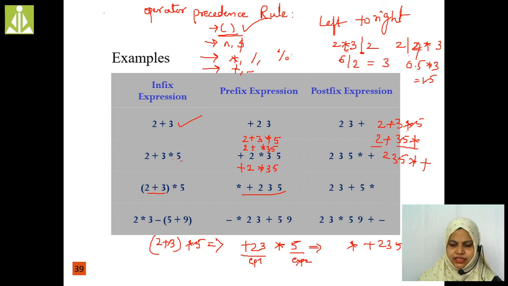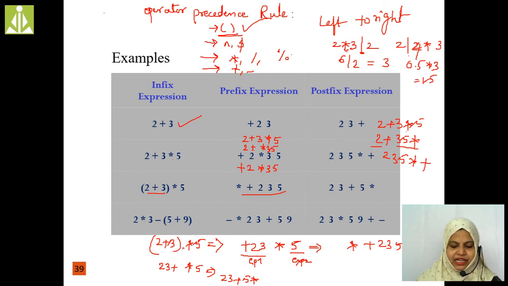See my answer, right? Now for the same expression, how are you going to convert it to postfix? Here, first we have to evaluate 2 plus 3, so it is 2 3 plus, then star 5. Next is 2 3 plus 5 star. So this is my postfix expression for the same expression.